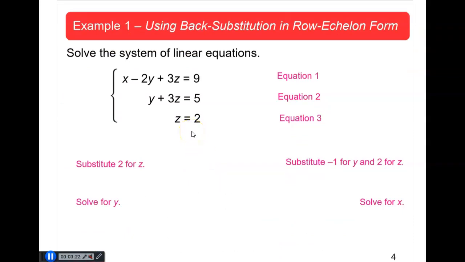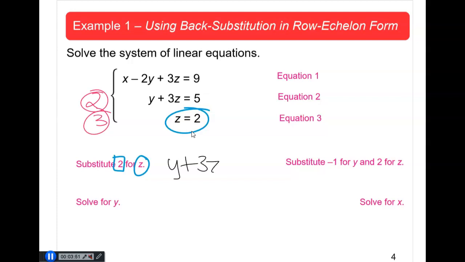We already have our system in row echelon form, and as you can see, we already have the solution for z equals 2. So we're going to substitute that number into the next equation. Equation number 3 is already solved, and then equation number 2. I'm going to write the equation first. So this is y plus 3z equals 5. And what I'm going to do again is substitute the variable z with the numerical value. So y plus 3 times 2 equals 5.